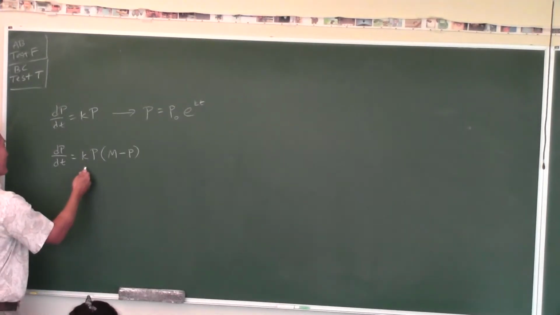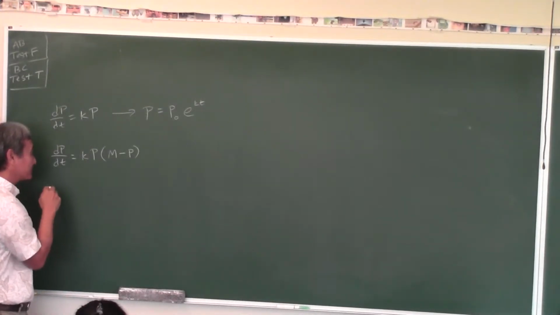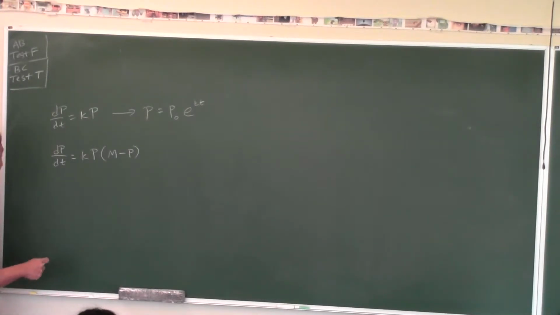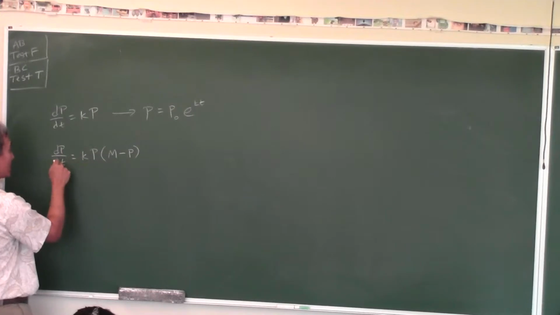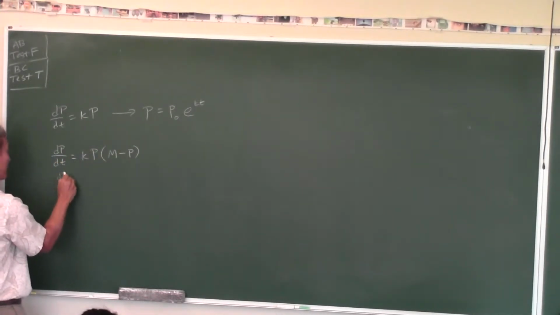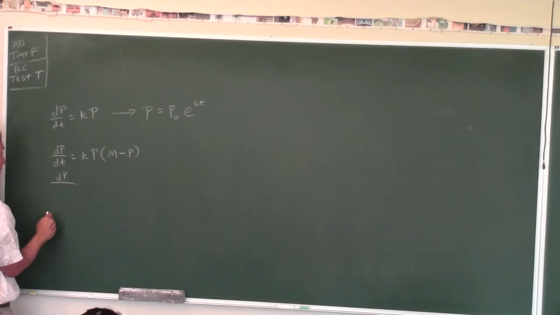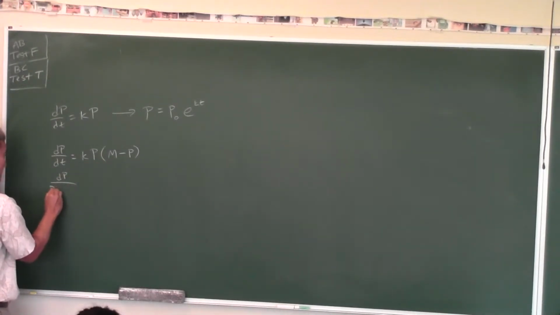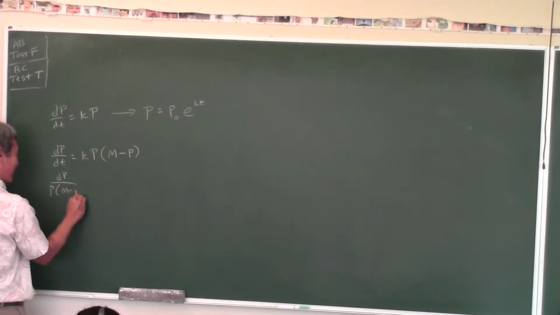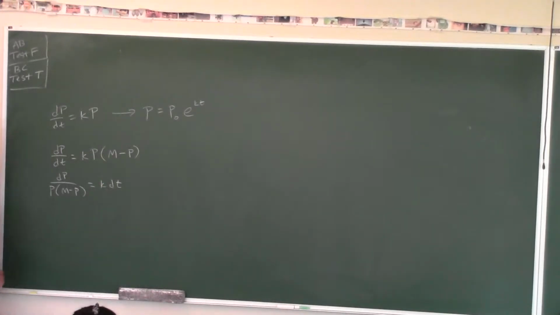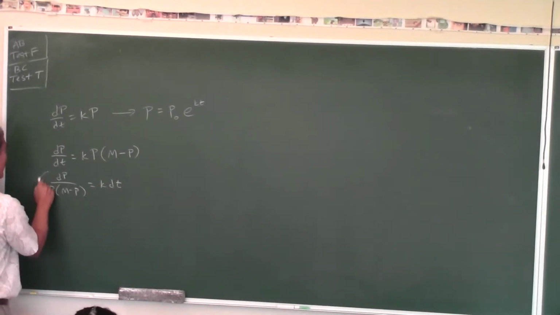So how do we solve differential equations like this? Segregate the variables. You put all the p's on the left with dp, and everything else on the other side. So dp over P times (M minus P) equals k dt. Did I do that correctly? Second step, integrate both sides.